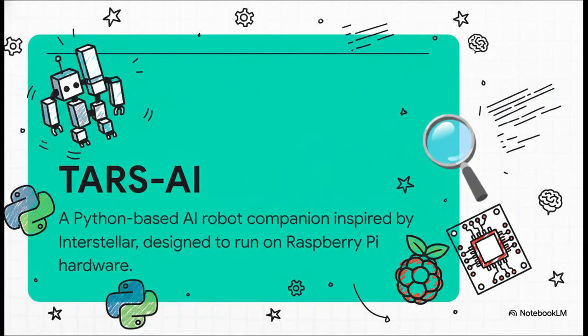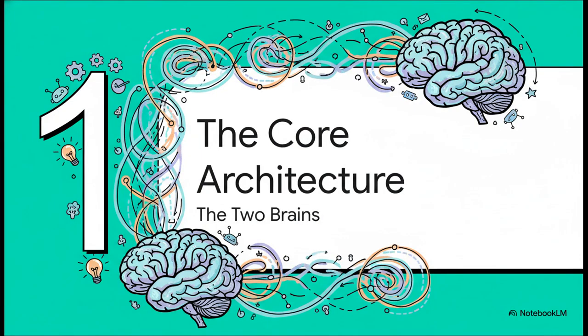So, okay, maybe you're new to this. What even is TARS AI? Well, think of it this way. It's an open source project that gives you all the tools to build your very own AI robot, heavily inspired by the super cool TARS from the movie Interstellar. The whole thing's written in Python, it's designed to run on a cheap Raspberry Pi, and, well, it just got a whole lot smarter.